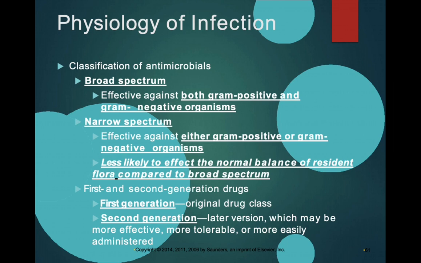First and second generation drugs, pretty straightforward. First generation is the original drug class, and the second generation is just a later version, which may be more effective, it may be more tolerable, it may be more easily administered. They learn from first generation, and they make modifications for second generation.